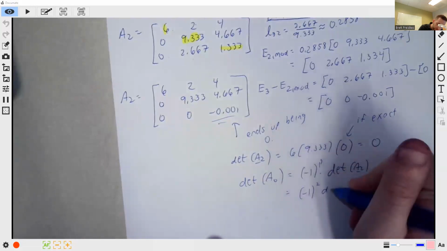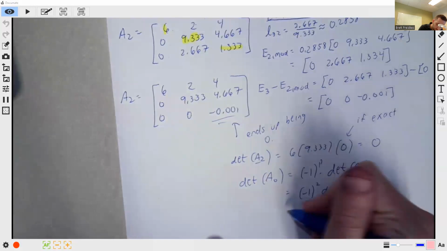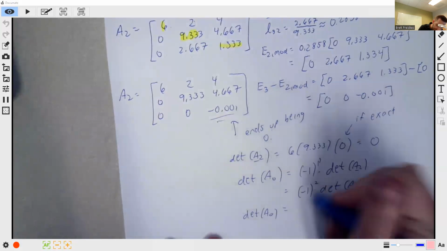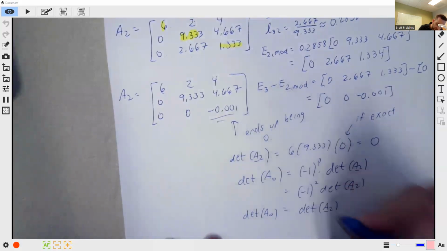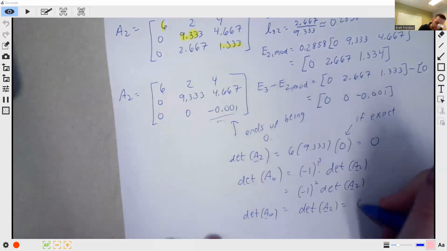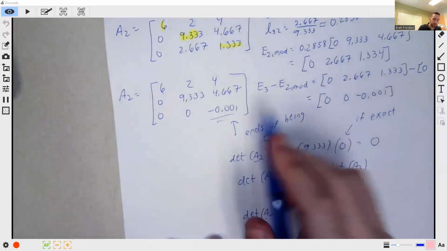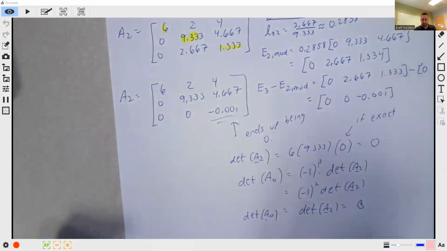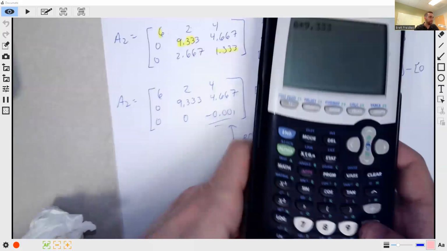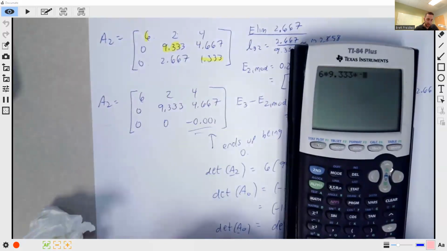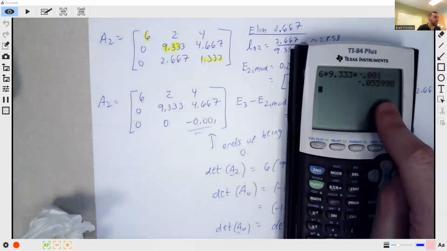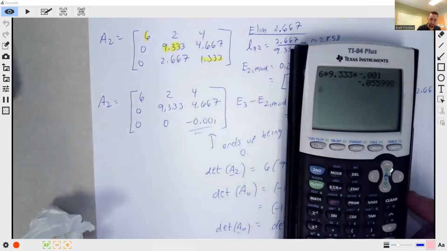We've done 2 pivots. Negative 1 squared is positive 1. So the determinant of A naught ends up equaling the determinant of A2 in this case, which equals 0, because the determinant of A2 with this exact value would be 0. If it wasn't exact and we were to keep it like this, it'd be 6 times 9.333 times negative 0.0001. It's 0.055998. Because we did 2 pivots, the determinant of our original matrix with the sig figs would be exactly that.